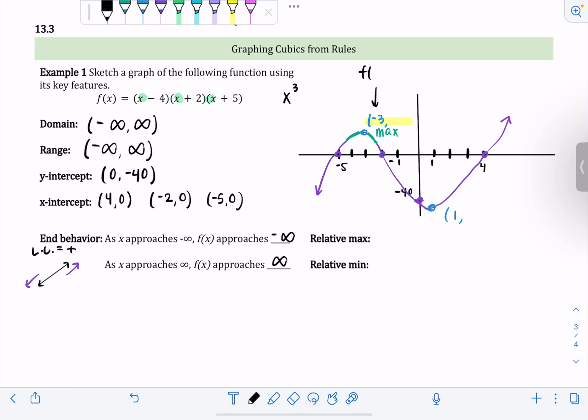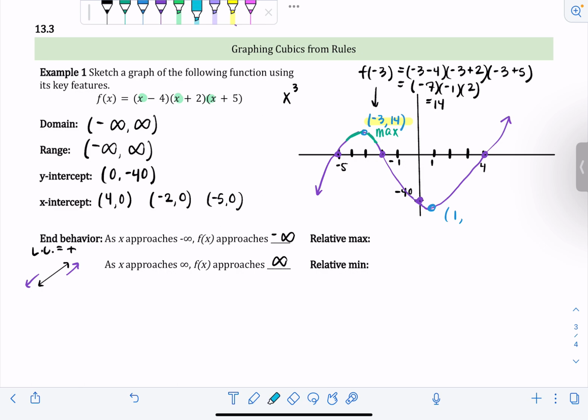So I would find f of -3, and then it would be -3 minus 4, times -3 plus 2, times -3 plus 5. Simplify each parentheses first, and then multiply them all together. So -3 minus 4 is -7, -3 plus 2 is -1, -3 plus 5 is 2. So it's -7 times -1 is 7, and then times 2 would be 14. So the y coordinate for this point would be 14.